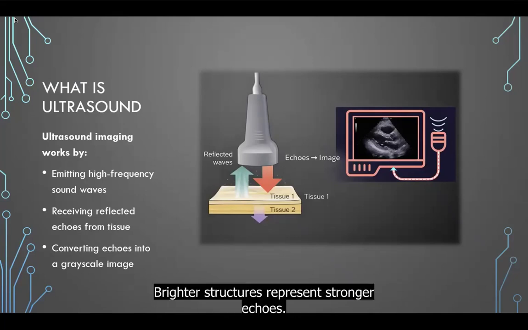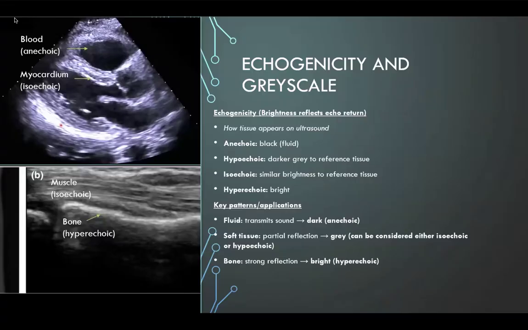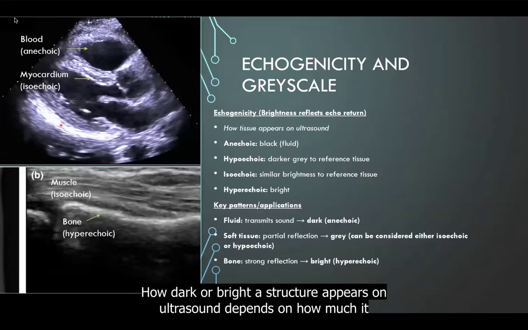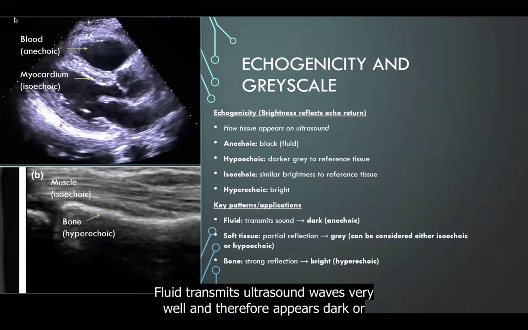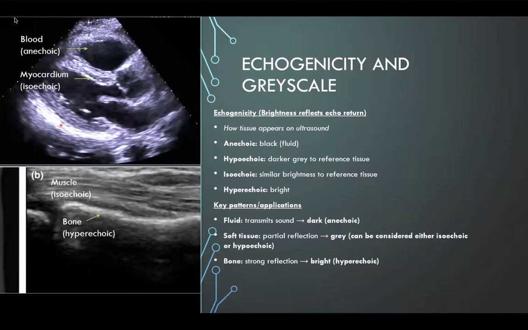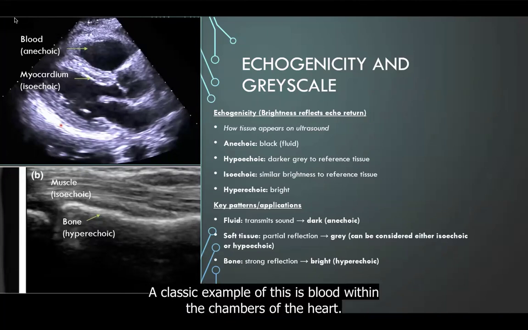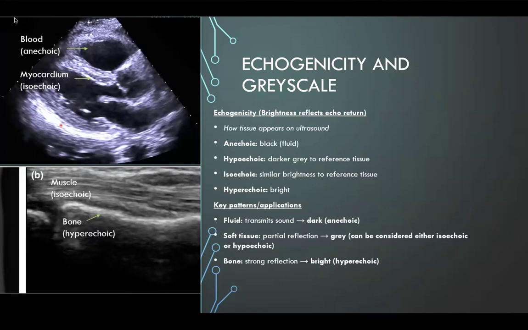Brighter structures represent stronger echoes reflected, and darker areas represent weaker or absent echoes. How dark or bright a structure appears on ultrasound depends on how much it transmits or reflects ultrasound waves. This is a property known as echogenicity. Fluid transmits ultrasound waves very well and therefore appears dark or anechoic. A classic example of this is blood within the chambers of the heart.